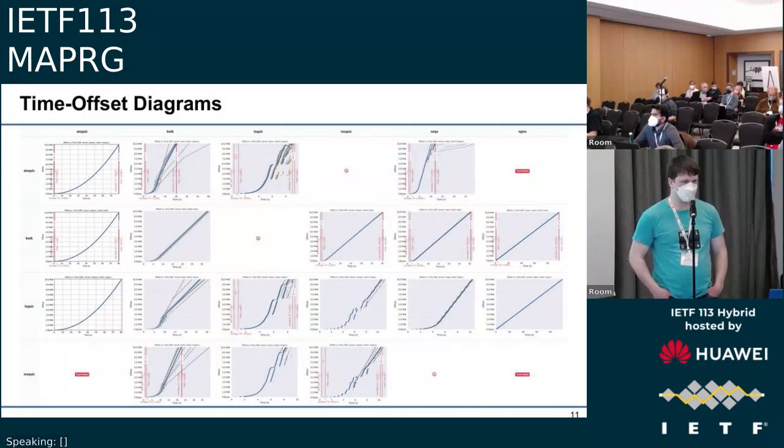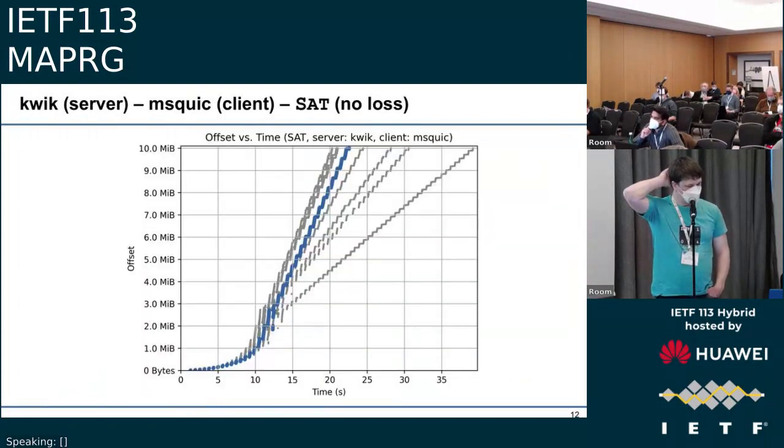To further understand the behavior of the implementations, we try to automatically create time offset diagrams. This was not possible for every combination due to various reasons, but I've picked 4 exemplary time offset diagrams which we can look at. The first one is on the next slide. We have 10 iterations, and the iteration with median finish time is highlighted. Here we have KWIK as server and MSQuic as client.